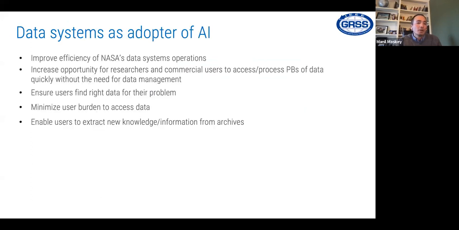So as an adopter of AI, we're focusing on the challenges I've shown here, which include improving the efficiency of data systems operations, providing means to access this data quickly, and aiding information discovery for those using the data.